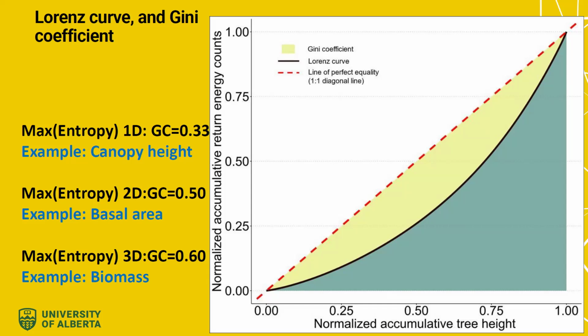They developed some formulas that show, based on which variable we are collecting from the forest, whether it is one-dimensional, two-dimensional, or three-dimensional. For a one-dimensional variable like canopy height, they developed a formula showing that the maximum entropy, or maximum amount of disorder, of the Gini coefficient is 0.33. If it is two-dimensional like basal area, it would be 0.5. And for three-dimensional like biomass, it would be 0.6.